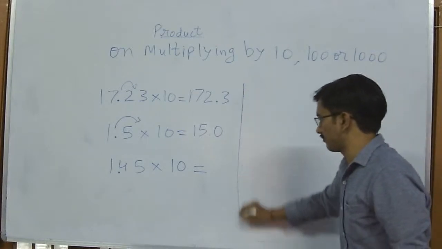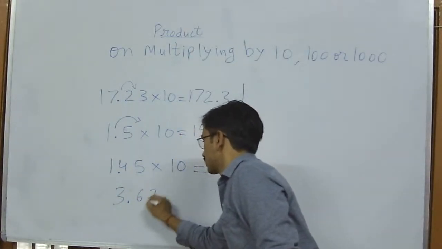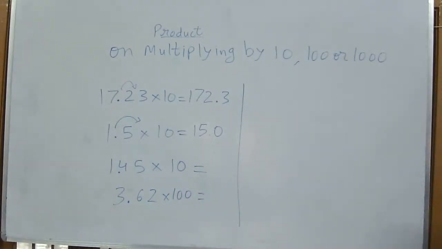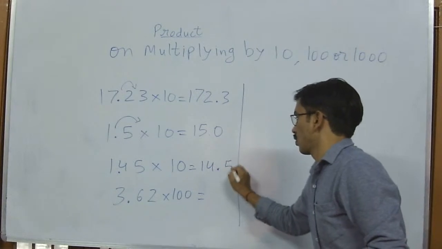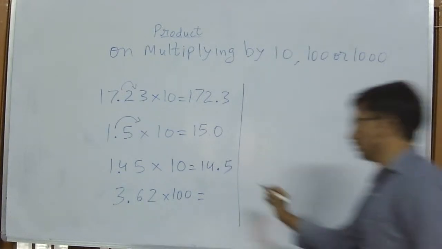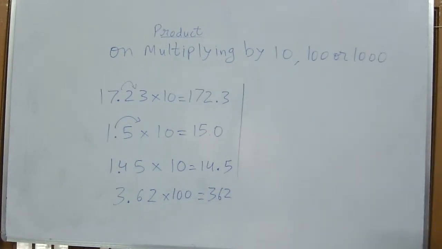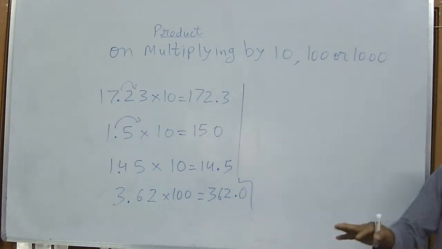1.45 multiplied by 10. 3.62 multiplied by 100. One place, 10. Two places, 100. How should you write 362? Where should I put the point? Tell me. Lavanya, put it at the right-hand side: 362. You can write it 362.0 या फिर आप सीधे लिख सकते हैं 362.